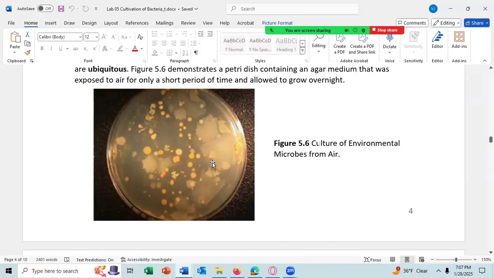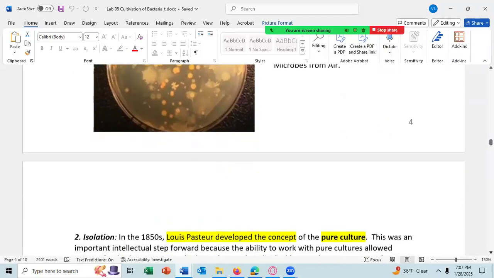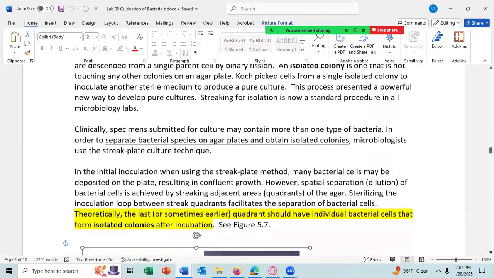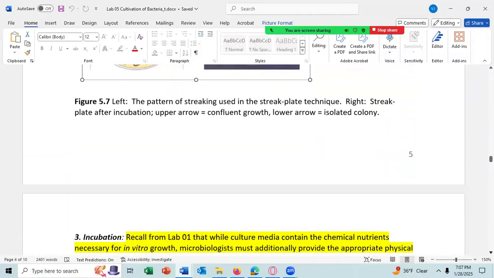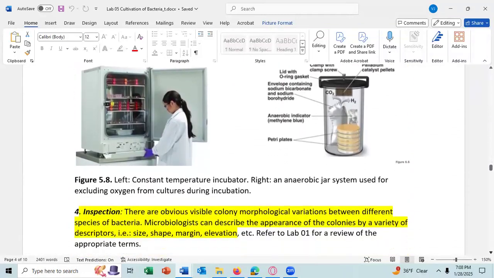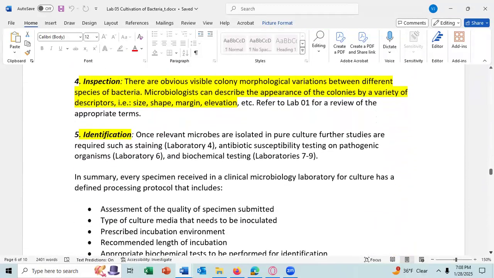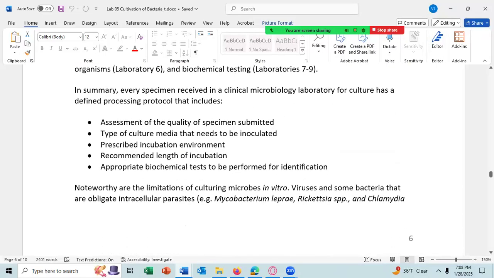Usually, just by looking here, you cannot determine what species this one is, what species that one is, what species this one is, or that one. You can't do that until you run additional tests. So the next step is identification, where you run specific tests to determine what species you have growing. And you have to do the biochemical testing. We'll talk about that in later labs to determine what species you have.